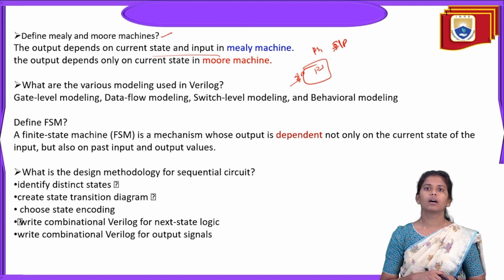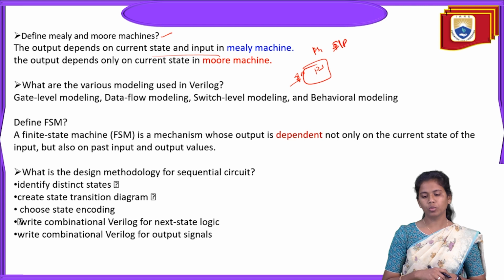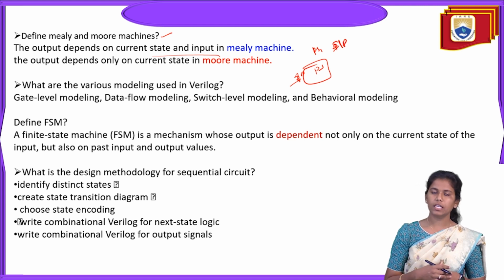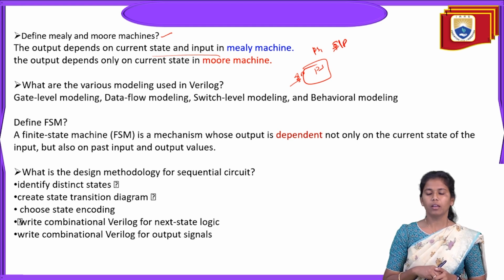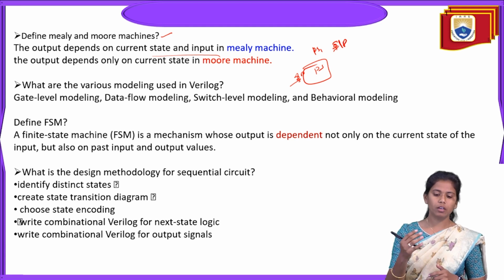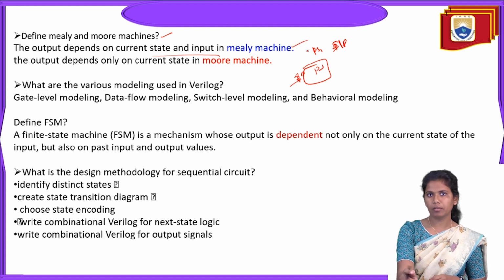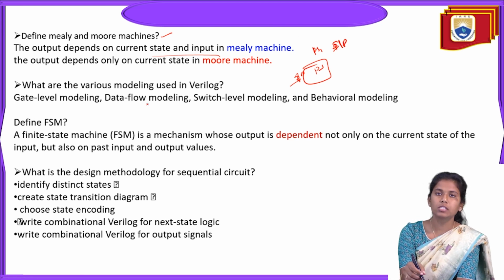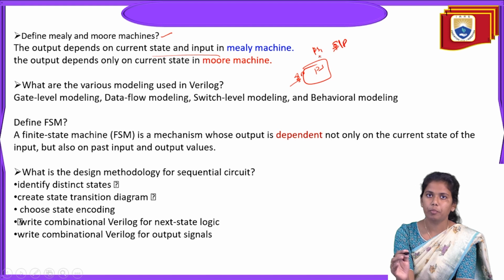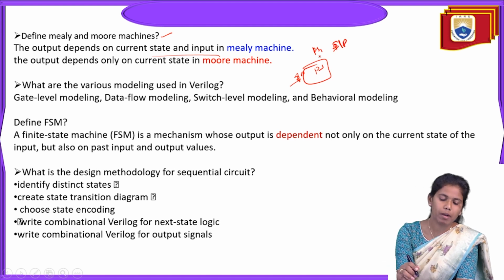So Moore and Mealy machines are the two categories constrained from the FSM, finite state machines. These two are the finite state machines. Basically, compared to the Moore machine, we go with the Mealy machine most of the time, because here the output depends on the present state, the input, and as well as the past output.